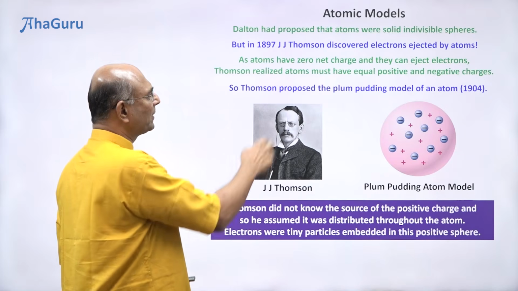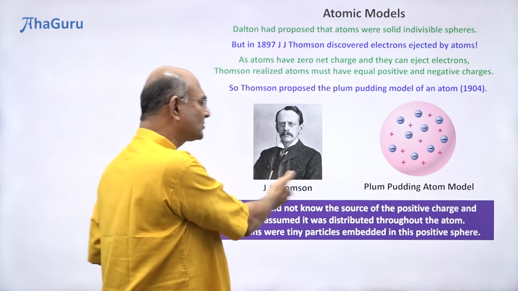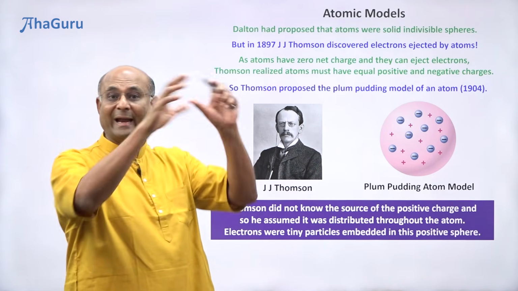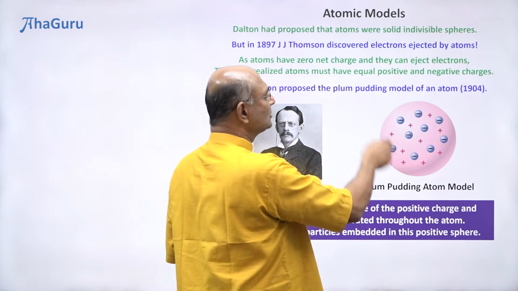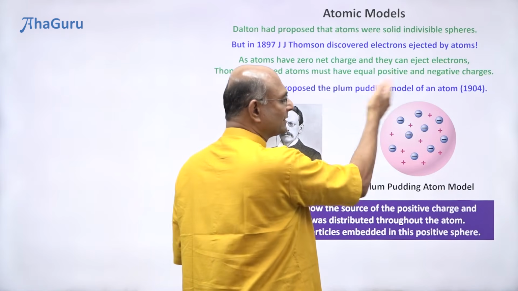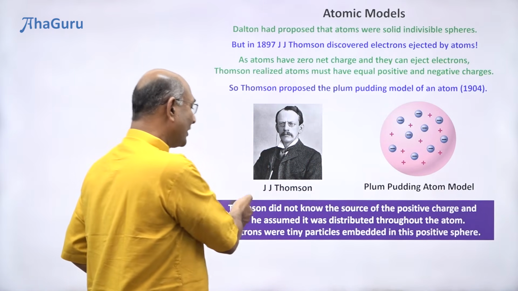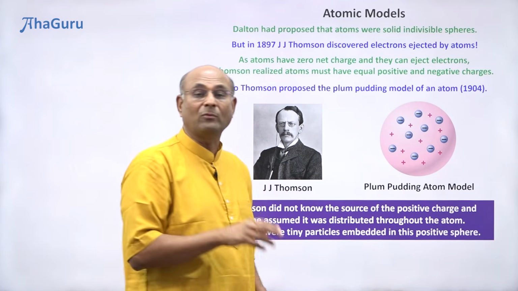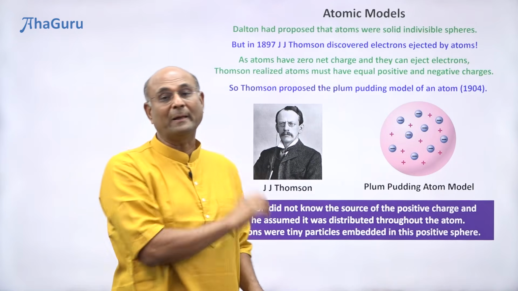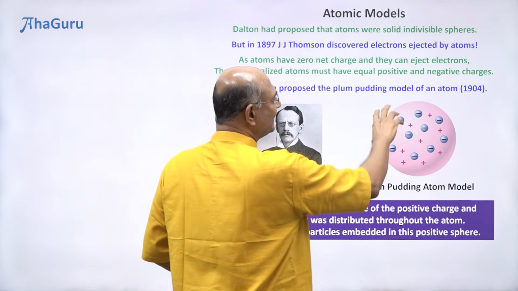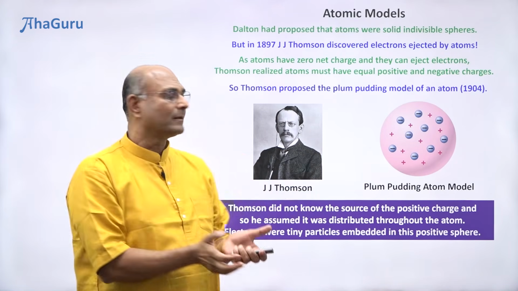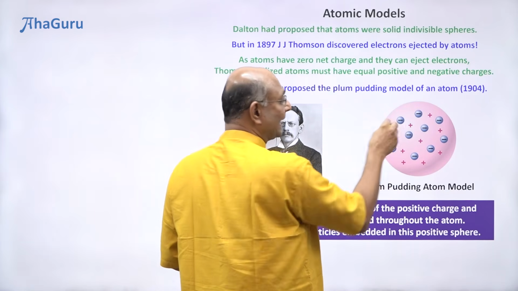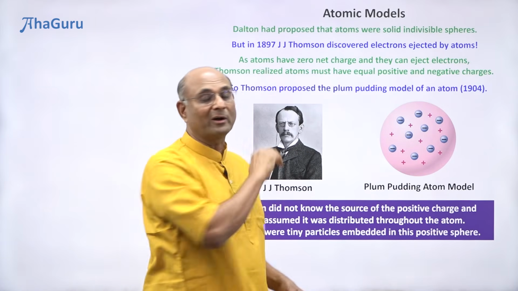So what he did was to propose this plum pudding model because he didn't know the source of the positive charge. Okay, so he assumed that it was distributed over the entire atom. It was completely distributed. So if you bombard it, only the electrons pop out because the positive charge was part of the entire atom, right? So electrons were tiny particles embedded in the positive sphere, but the overall sphere had an equal amount of positive charge. So this was his plum pudding model. Why is it called plum pudding? Basically, the pudding is the positive sphere, and the plums are these electrons that are embedded in it. Okay, so that was the model that he had proposed.